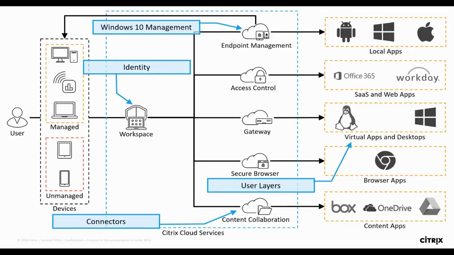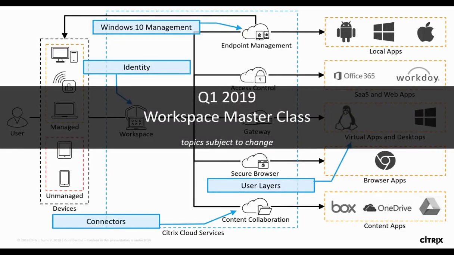Let's actually start configuring some of these things. Let's configure the user for Dropbox, OneDrive, Box, Google Drive, and look at how this all gets configured, as well as the overall process of how this is managed from the content collaboration service. Now, of course, we don't have time to talk about this, and this is what I'm thinking about for Q1 2019 for the next Workspace Master Class.